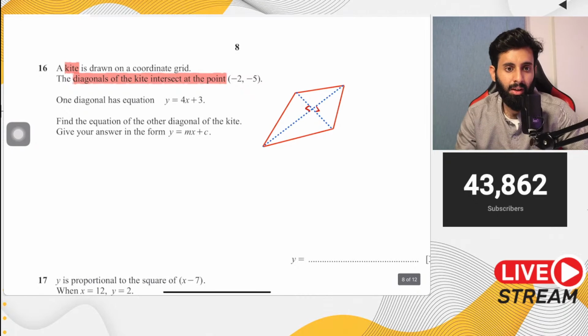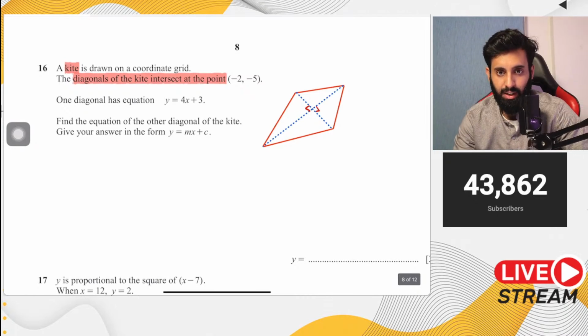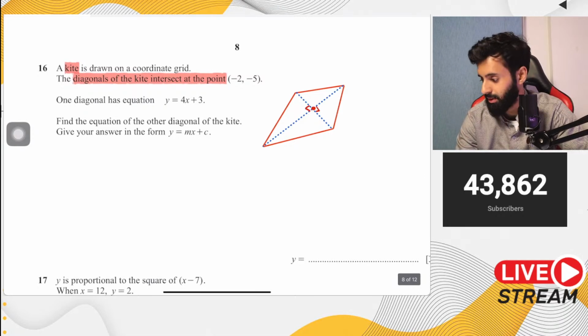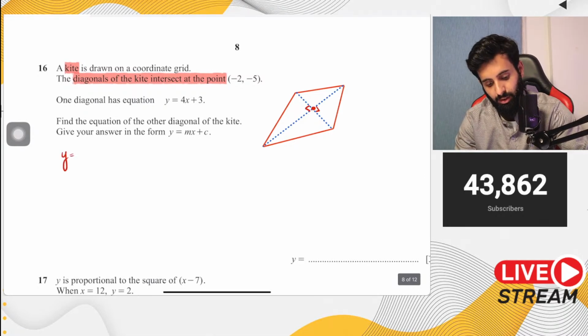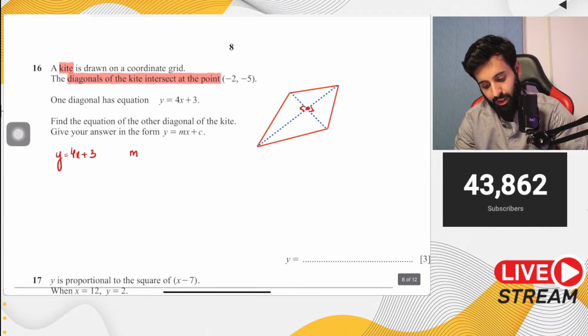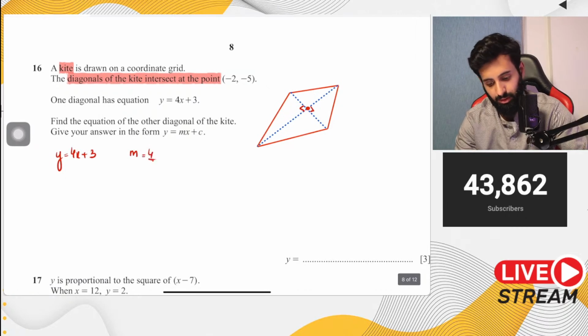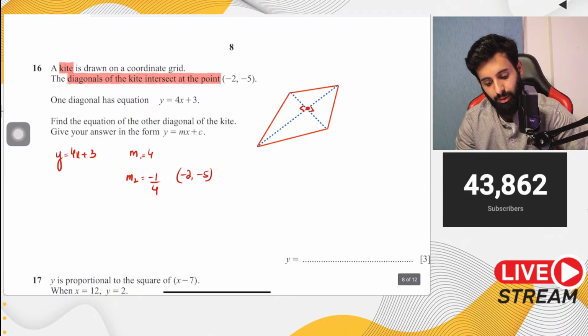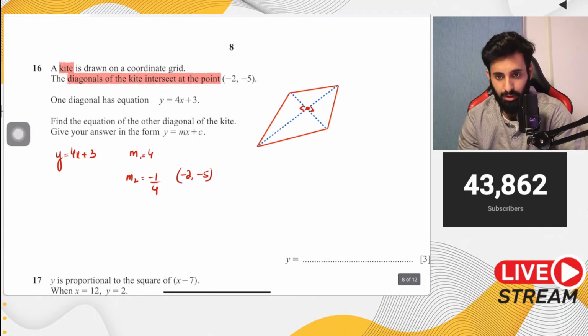So it says the diagonals of a kite intersect at the point (2, -5). One diagonal has equation y equals 4x plus 3. So if y equals 4x plus 3 is the equation of one diagonal, the gradient of this diagonal is equal to 4 upon 1, or simply 4. That means the gradient of the other diagonal, let's call it m2, is going to be -1/4. And because these diagonals intersect at a certain point, the other diagonal will also pass through the same point. So we don't need to worry about the point through which the line is passing.